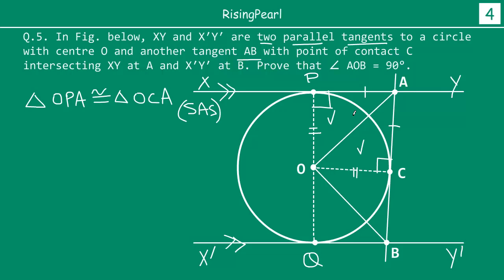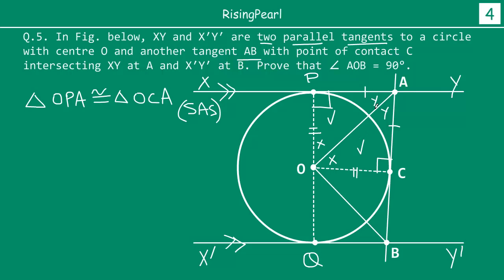We could have actually said that OA is common, so it could be SSS congruent rule or RHS congruent rule. So it doesn't matter. But the fact that these two triangles are congruent is what is most important: if this angle is X, this angle is X. If this angle is Y, then this angle is Y. Right? This is the most important part.